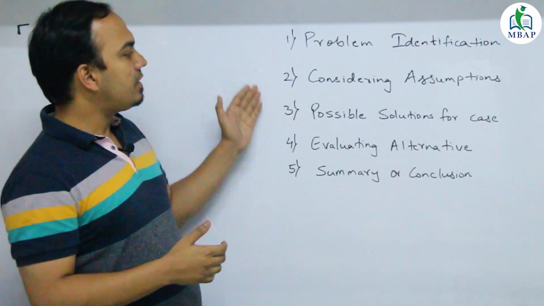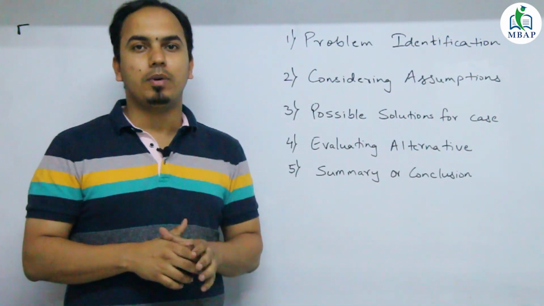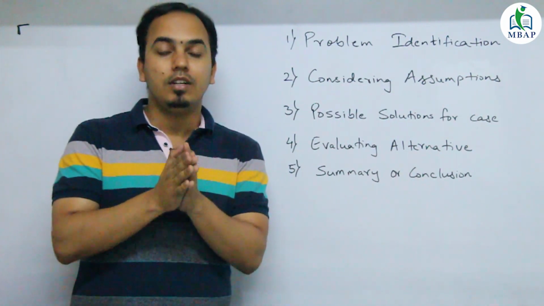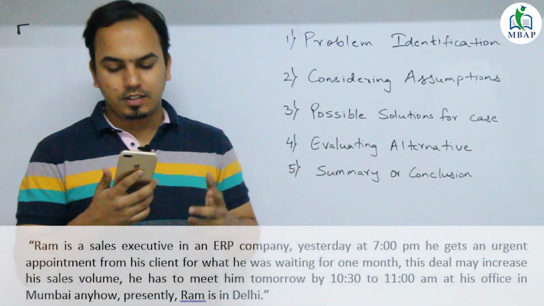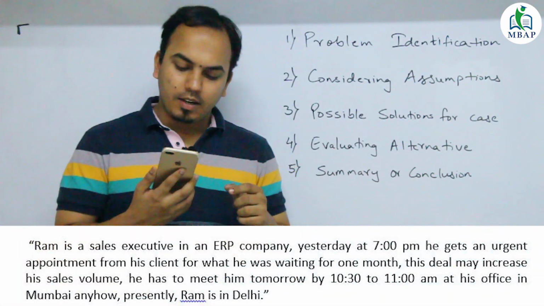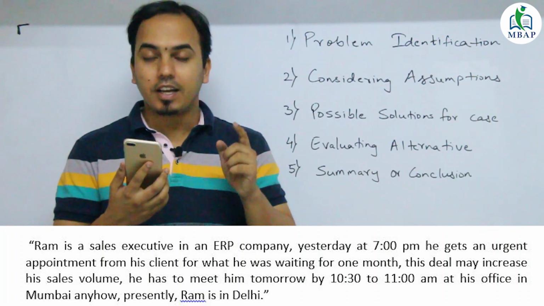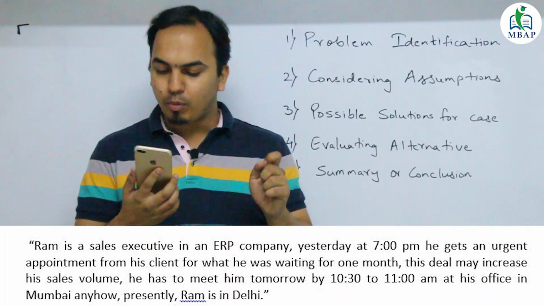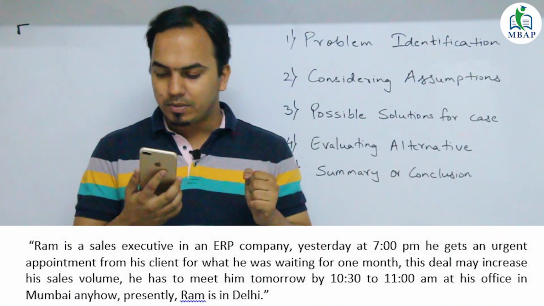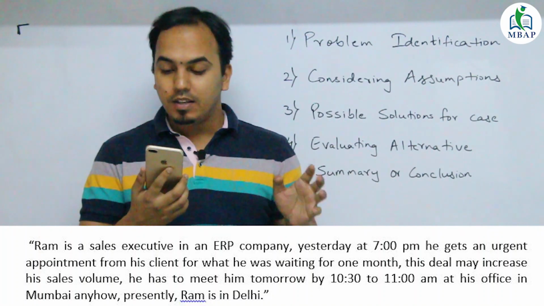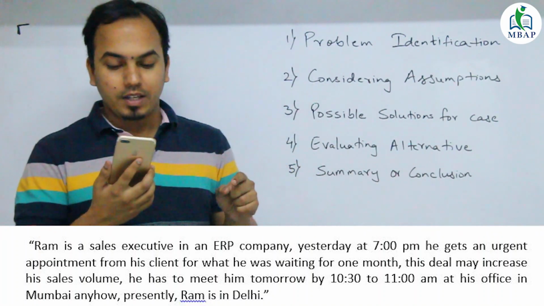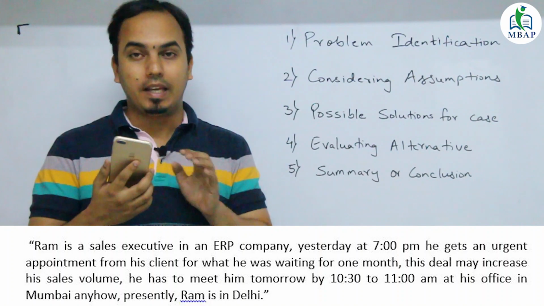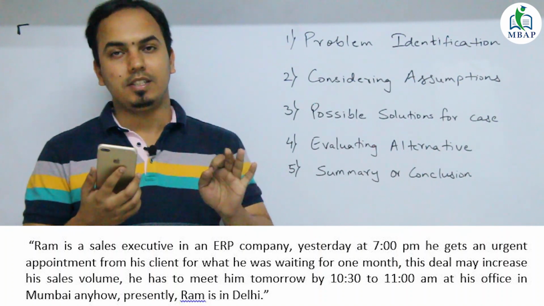Alright, these 5 steps start right away with problem identification. Now I have a case, an actual case that came last year, so I'm going to read it out to you from my phone. The case is that Ram is a sales executive in an ERP company. Yesterday at 7 p.m. he gets an urgent appointment from his client, whom he was waiting for a month. This deal may increase his sales volume. He has to meet him tomorrow at 10:30 to 11 a.m. at his office in Mumbai anyhow. Presently, Ram is in Delhi.